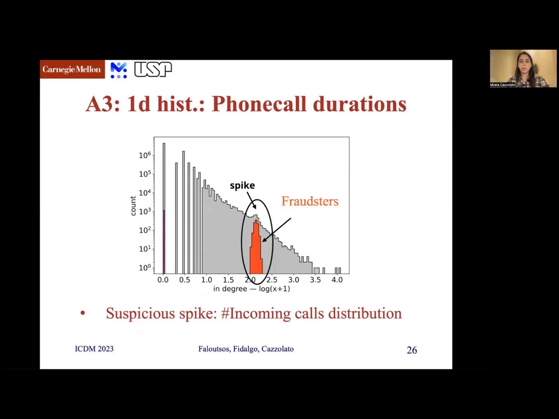We also, from the different distributions of features, can spot things like this. For example, here we have fraudulent behavior causing a spike in the incoming call distribution. And this draws attention to the specialists, and we can see for this particular range of in-degree what is strange there. And this is very meaningful for the application scenario.